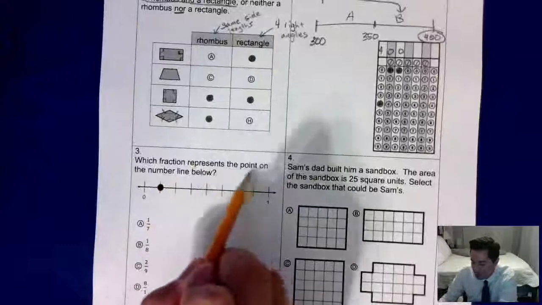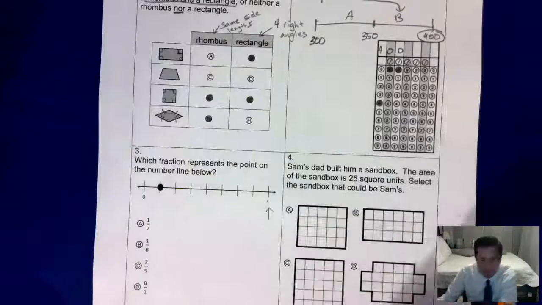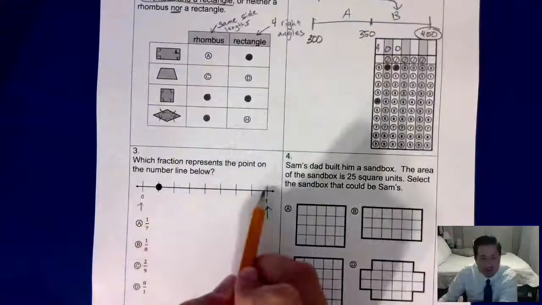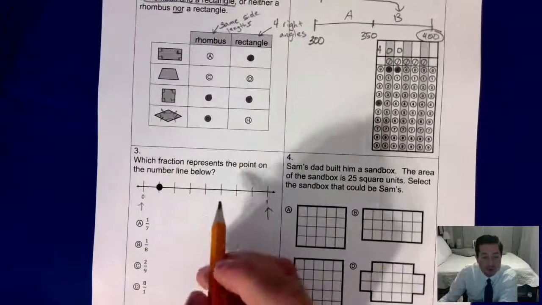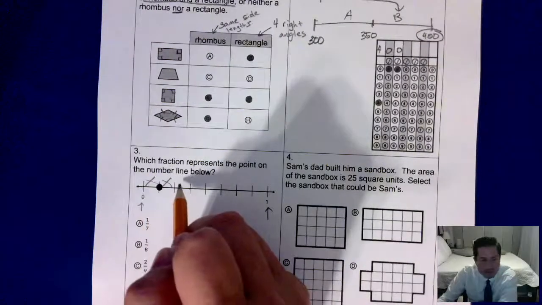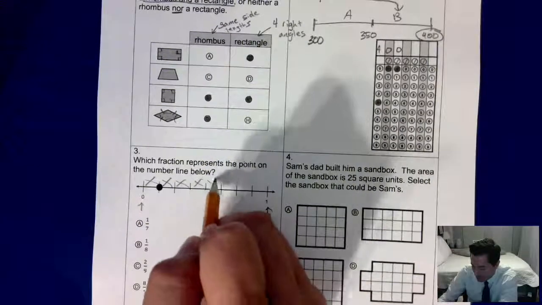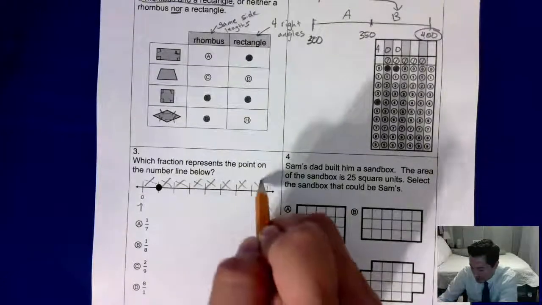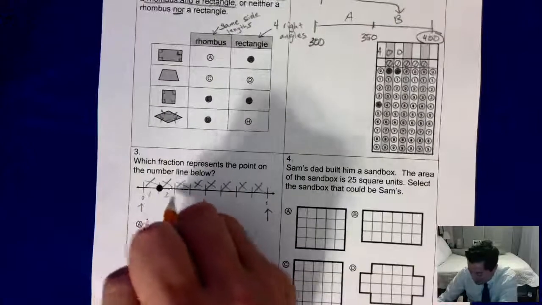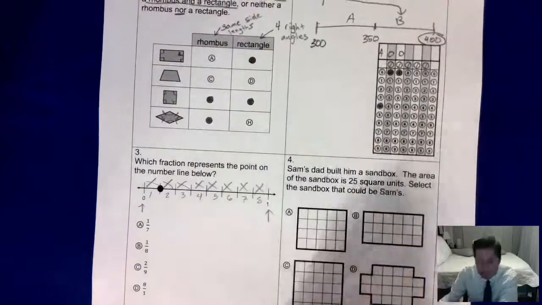What fraction represents the point on the number line? First of all, I notice that this is where my whole is, and it starts with 0. That means all this are equally cut a whole. So we need to see how many pieces. So 1, 2. Notice how I'm counting the spaces and not the lines, but the spaces. 3, 4, 5, 6, 7, 8. So they split this whole up into 8 pieces. Let me just double check. 1, 2, 3, 4, 5, 6, 7, 8 pieces.